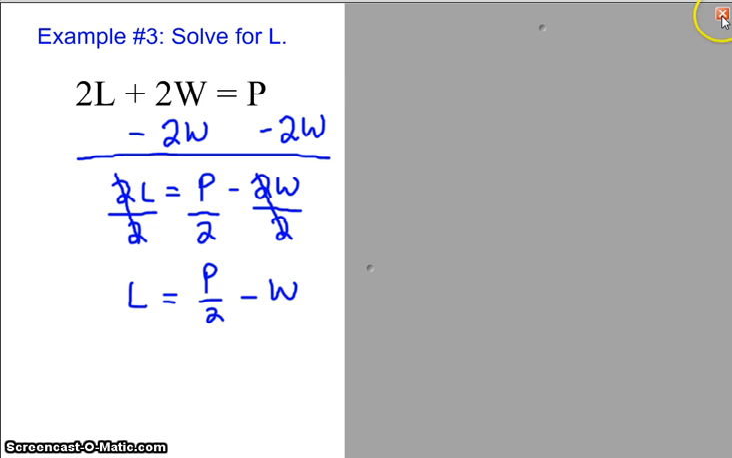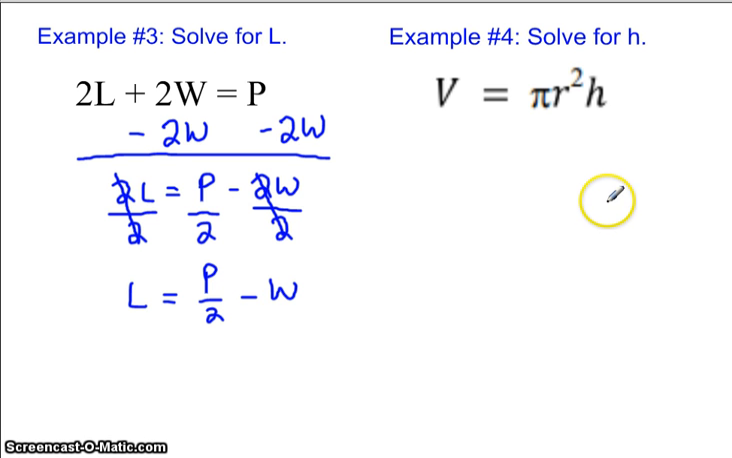All right, last example. This time we're solving for h. And we've got v is equal to pi r squared h. This looks pretty nasty, but actually this is the easiest one we've done so far. We want the h alone. And if you look at what's happening here, the h is being multiplied by the r squared and the pi. So what's the opposite of multiplication? Division. So what we're going to do is divide this side and the other side too by everything that's not the h. So I'm going to divide by pi and I'm going to divide by the r squared.